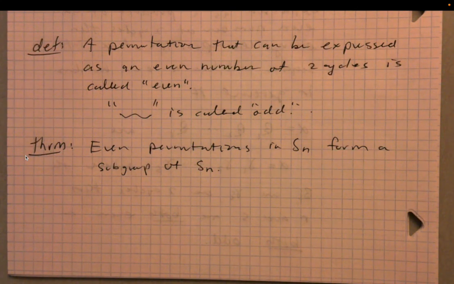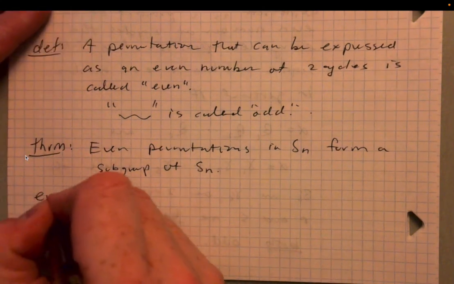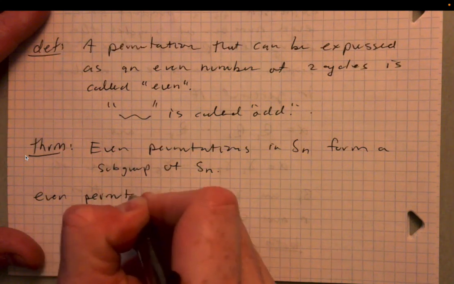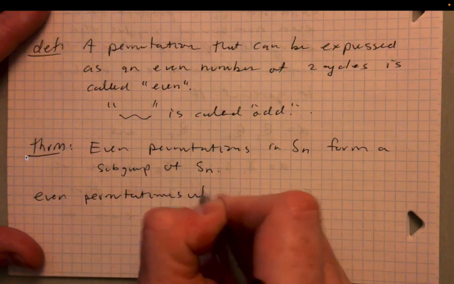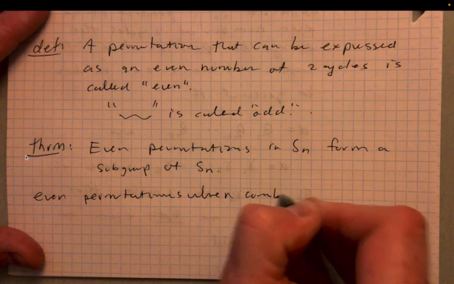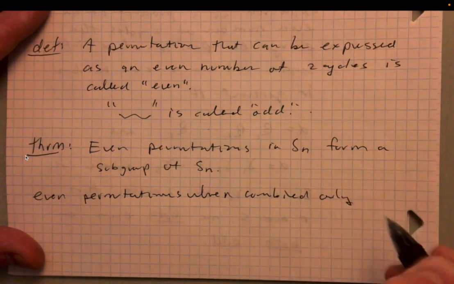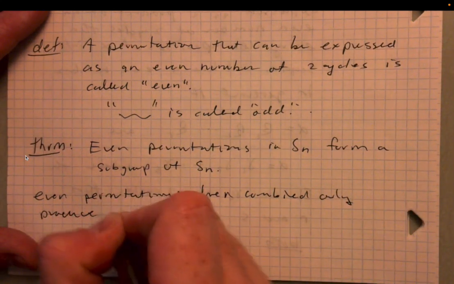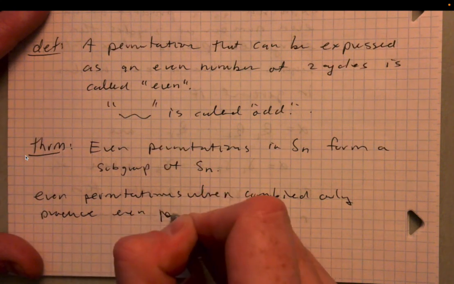So even permutations in Sn, when you combine them, you can only get other even permutations. I like this. This is quite elegant. So even permutations, when combined, only produce even permutations.